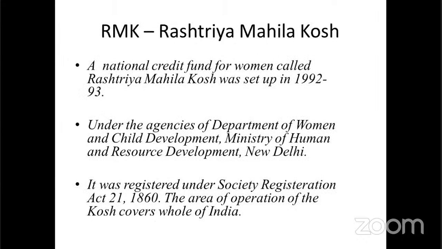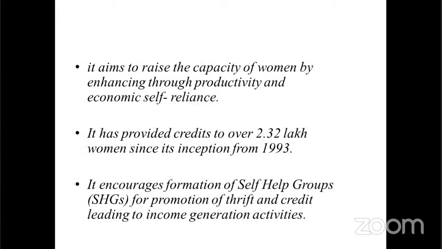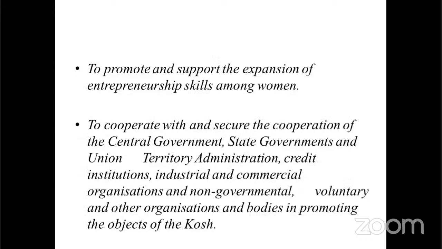Next, we see about the Rashtriya Mahila Kosh. It is a national credit fund scheme launched in 1992-93. It mainly focuses on women, for the development of women and also children. So that's why this scheme came. The major objective is meeting the credit needs of poor women, particularly in the informal sector. So that's why the RMK, the Rashtriya Mahila Kosh, came. Please go through this, friends.